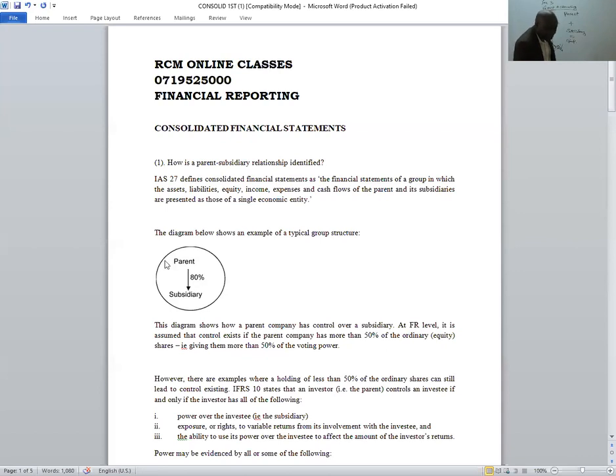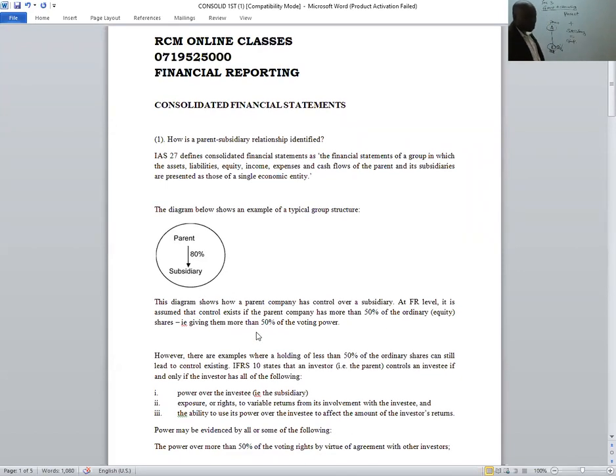Here we are told the diagram shows how a parent company has control over a subsidiary. At the financial reporting level, it is assumed that control exists if the parent company has more than 50% of the ordinary shares, also called equity shares, giving them more than 50% of the voting power at the AGM.